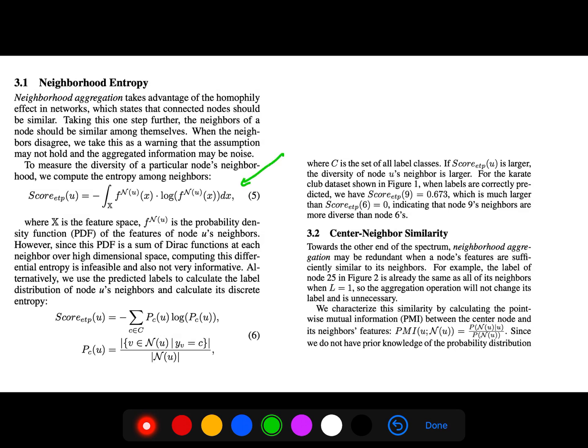Here X is the feature space, and F is the probability density function of features of the node's neighbors. However, since this PDF is a sum of Dirac functions at each neighbor over a high-dimensional space, computing this differential entropy is infeasible and is also not very informative. Alternatively, we use the predicted labels to calculate the label distribution of the node's neighbors and calculate its discrete entropy.